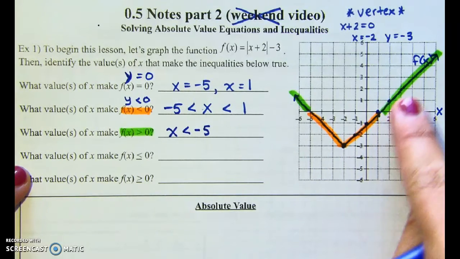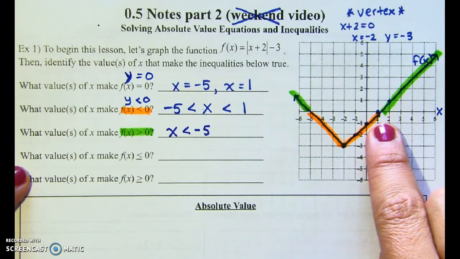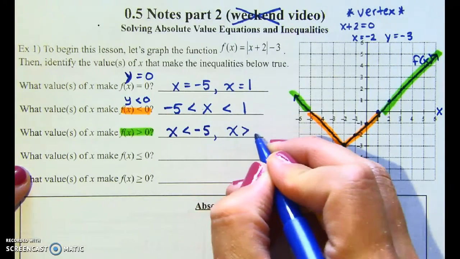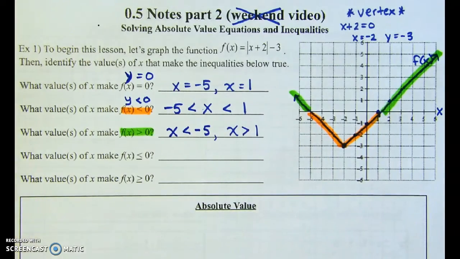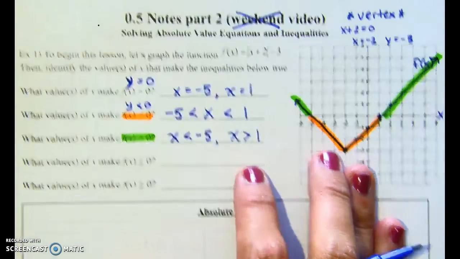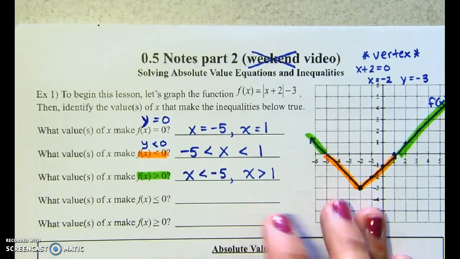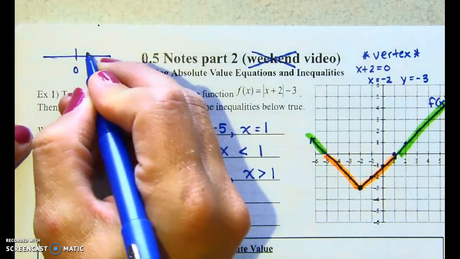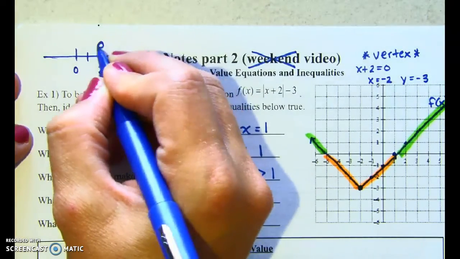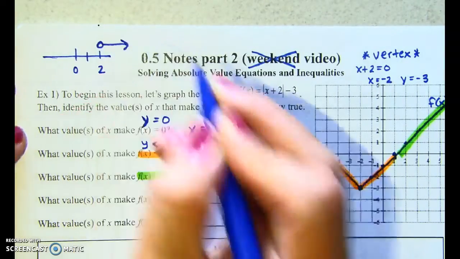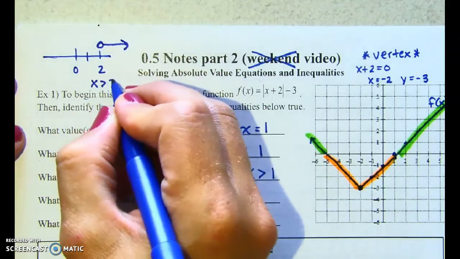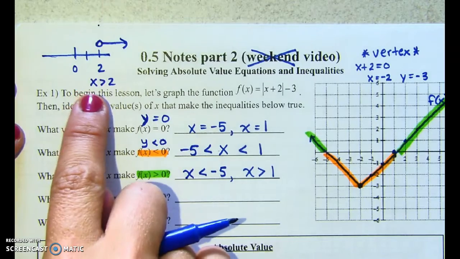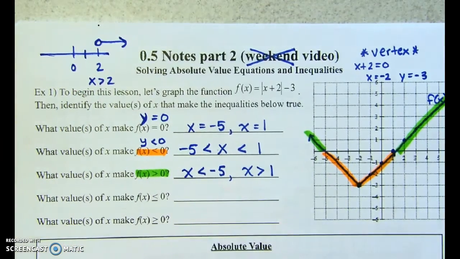And what about all the numbers to the right of 1? All the numbers to the right would be all the x's greater than 1. This is why in 6th, 7th, 8th grade, you did those number line charts. If you had like 2 here and you had it open, you would write x is greater than 2, like that. That's exactly what we're doing. Why did you learn that? So that you can talk about graphs like this.